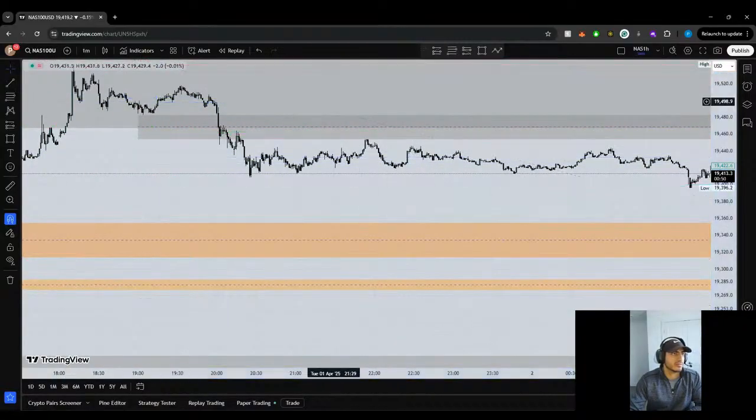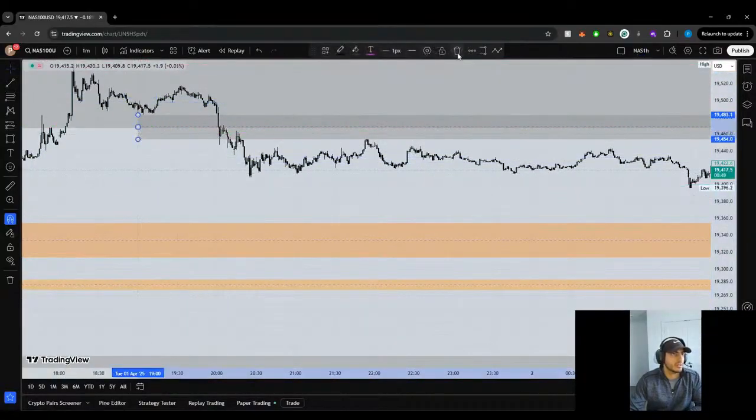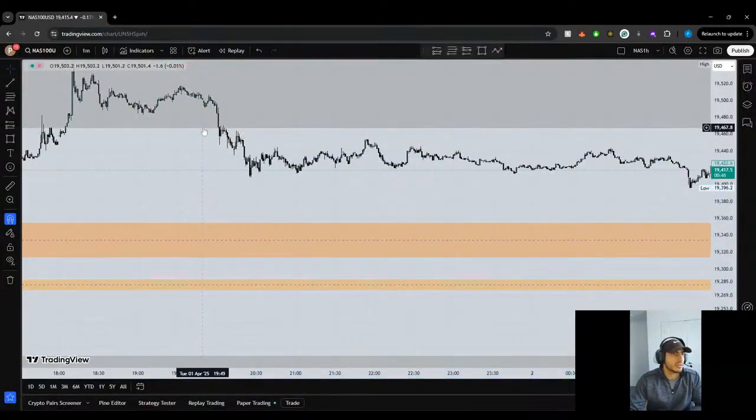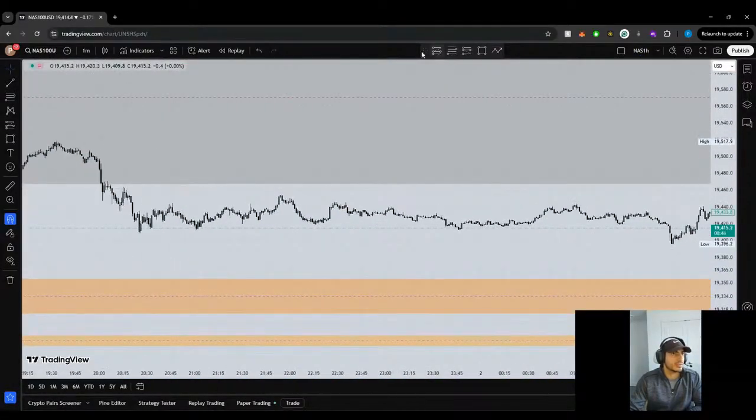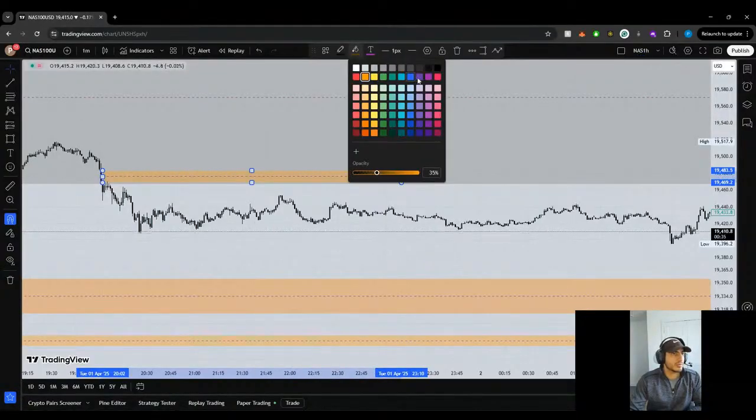Just to show you guys, let's take this fib off. Let's take this off. And let's zoom into this one. We'll color it differently, like that you guys could see. So from here to here. Okay. Put it in purple, because why not?